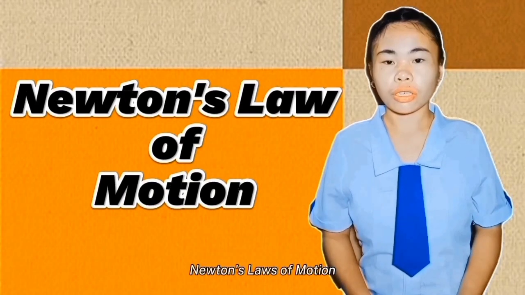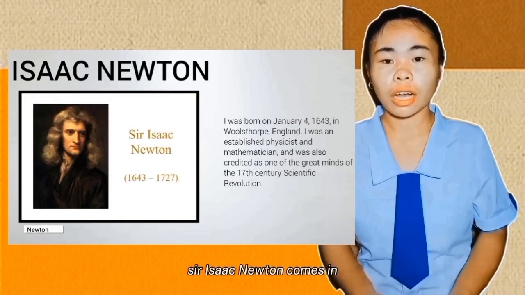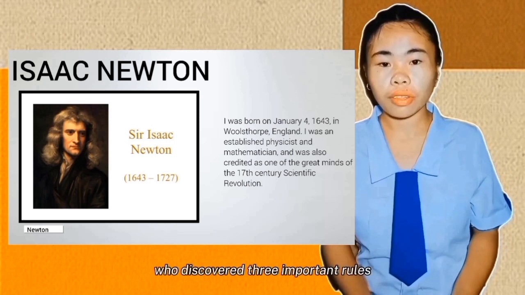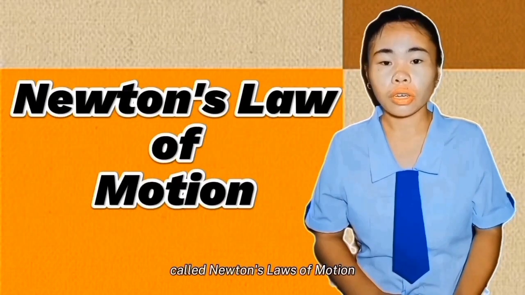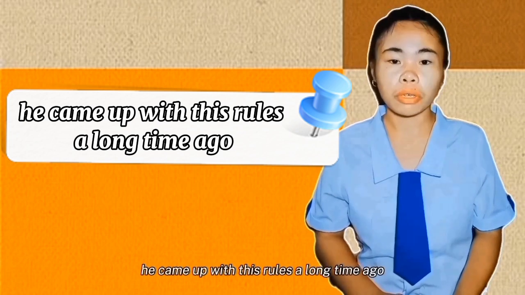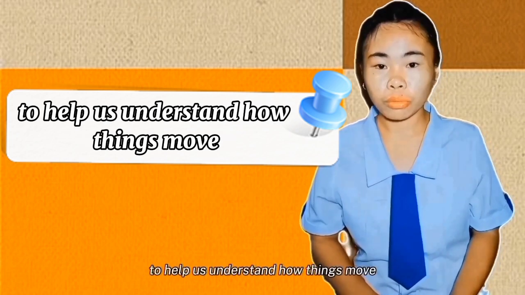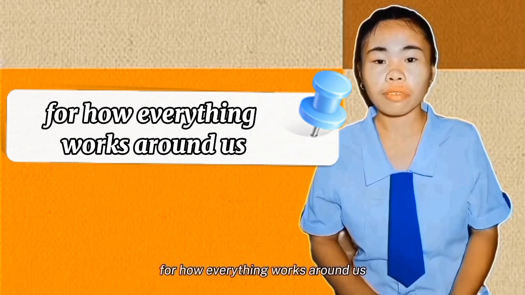Newton's laws of motion. Now, here's where Sir Isaac Newton comes in. He was a brilliant scientist who discovered three important rules called Newton's laws of motion. He came up with these rules a long time ago to help us understand how things move. It's like the instruction manual for how everything works around us.